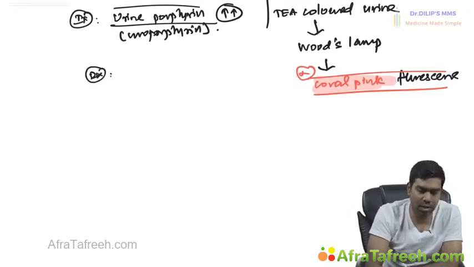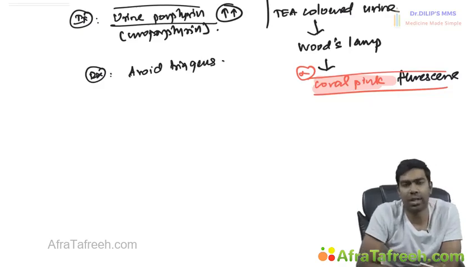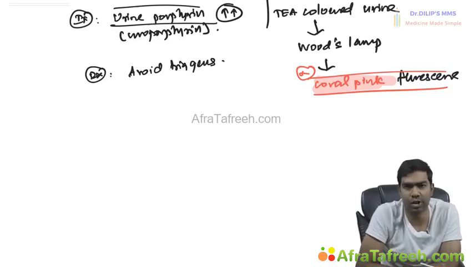Treatment wise, if you ask me what treatment you do, first is the avoidance of triggers. Avoid triggers that cause porphyria, like alcohol and estrogen therapy, and avoid excessive sunlight exposure. All these things are very important. They have to use sunscreens very strictly.